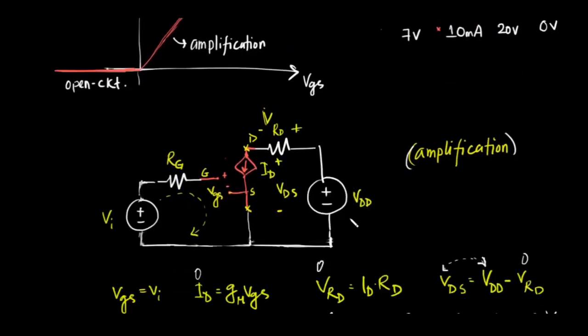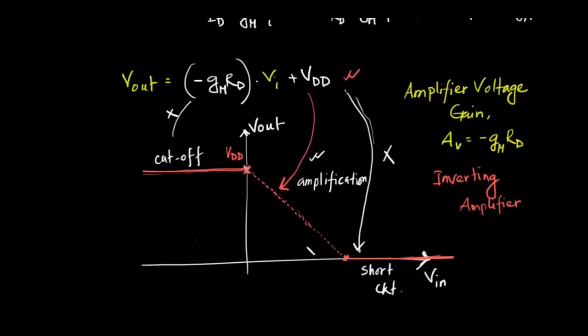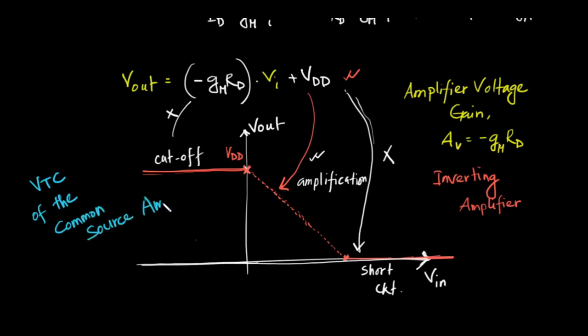So this graph that we drew is the voltage transfer characteristics of the common source amplifier. Just write that this is the voltage transfer characteristics of the common source amplifier. Okay, so that's about it for the different amplifier configurations and transfer characteristics of FETs and BJTs.